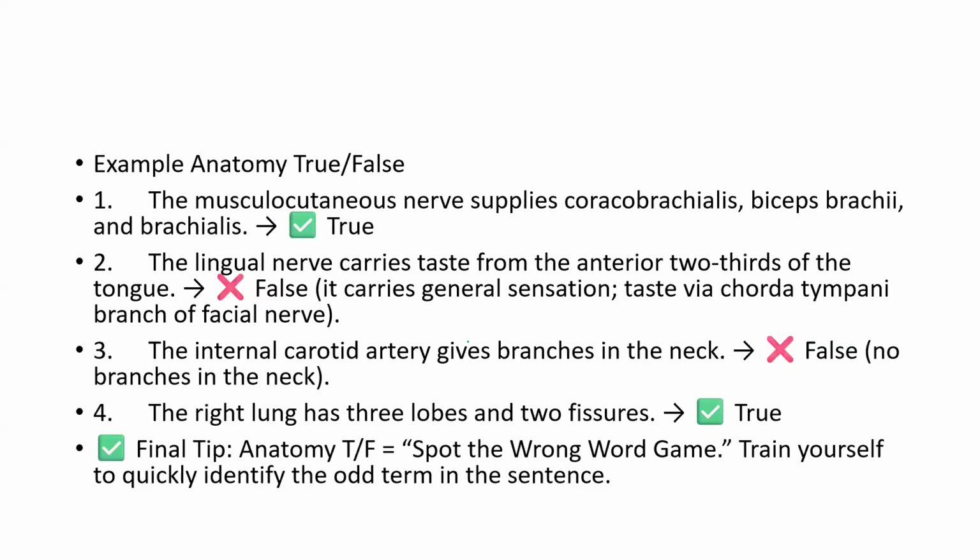So for example, the musculocutaneous nerve supplies coracobrachialis, biceps brachii, and brachialis. So imagine, for example, if this is not correct, and only one muscle is supplied by another nerve, the total statement is false. But fortunately, all the muscles are supplied by the musculocutaneous nerve, so it's true.